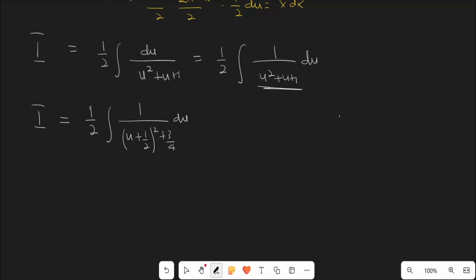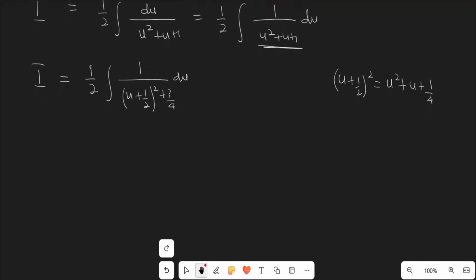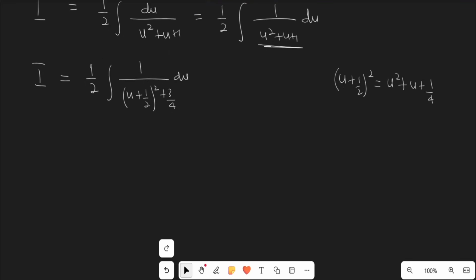So let's look at it. u plus 1/2 squared. When you're foiling this, that is going to be u squared, then this times that times 2, that is going to be plus u, plus 1/2 squared is going to be 1/4. So we have u squared plus u plus 1/4. We are only left with 3 over 4 in order to get 1 here. So that is why we added 3 over 4 to the denominator, right? So this is how the denominator can be expressed, that is completing the squares.